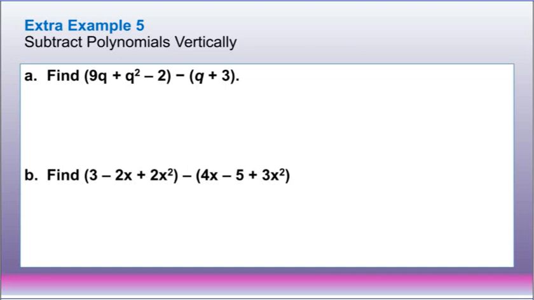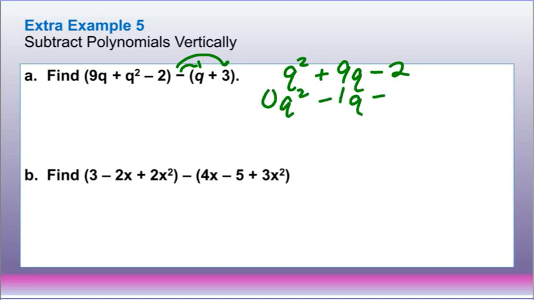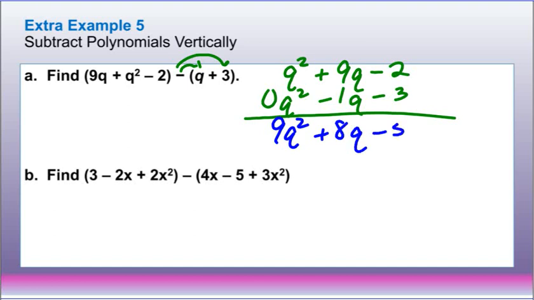Second one, I'm going to put it in standard form first, so that gives me q squared plus 9q minus 2, and if I distribute a negative 1, that means I have 0q squared, I have a minus 1q, and a minus 3. Add them together, and it gives me 9q squared plus 8q minus 5.